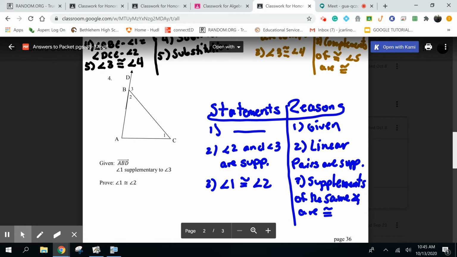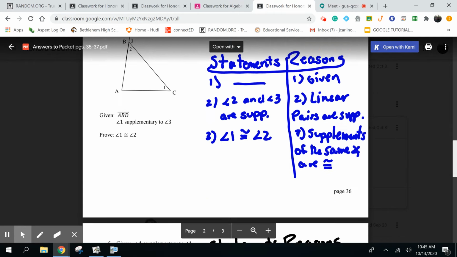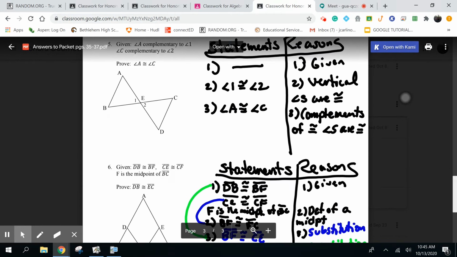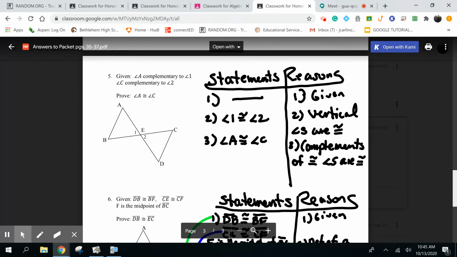Please remember that. If you guys use any of those 4 theorems, the complementary ones or the supplementary ones, in your proof before that, did you tell me what angles are complementary or supplementary? If you're going to use those 4. Okay, so there's 4. And then, what was 5? Oh, those are complementary. There we go. A and C, the 2 angles I needed to prove, they're both complementary to congruent angles now.